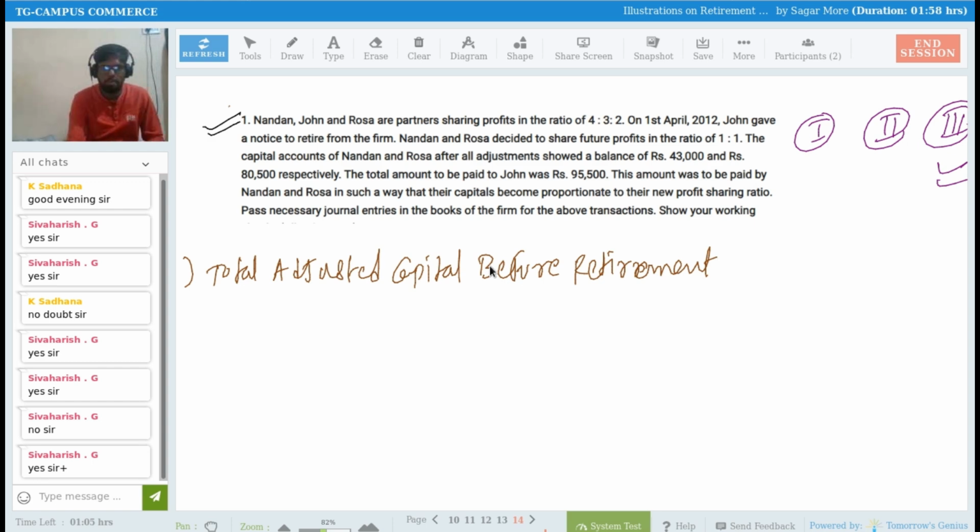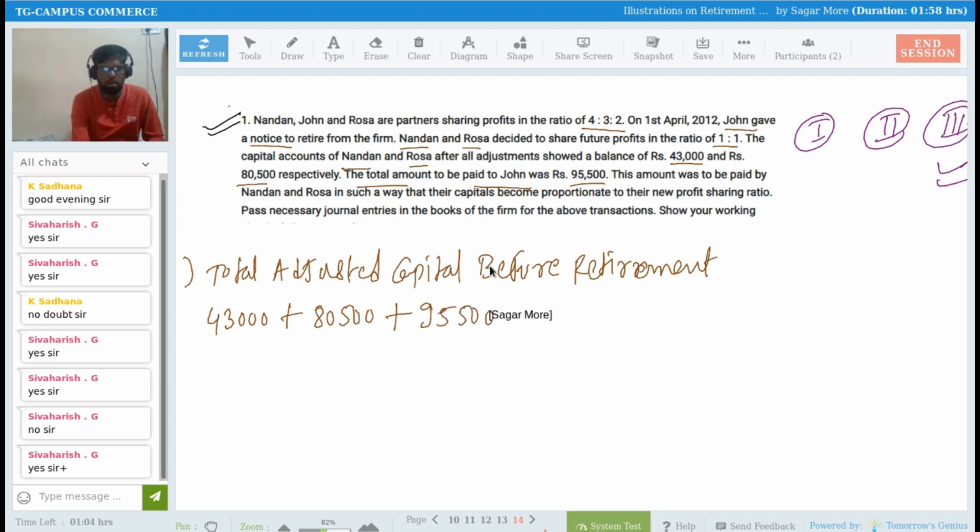Okay, see here. Their profit sharing ratio is 4:3:2. On 1st of April 2012, John gave a notice to retire from the firm. Nandan and Rosa decided to share the future profits in the ratio of 1:1. The capital account balance of Nandan and Rosa after all adjustments showed a balance of 43,000 and 80,500. So 43,000 rupees plus 80,500 rupees, plus the retiring partner's balance that we have to pay. Total amount to be paid to John was rupees 95,500.